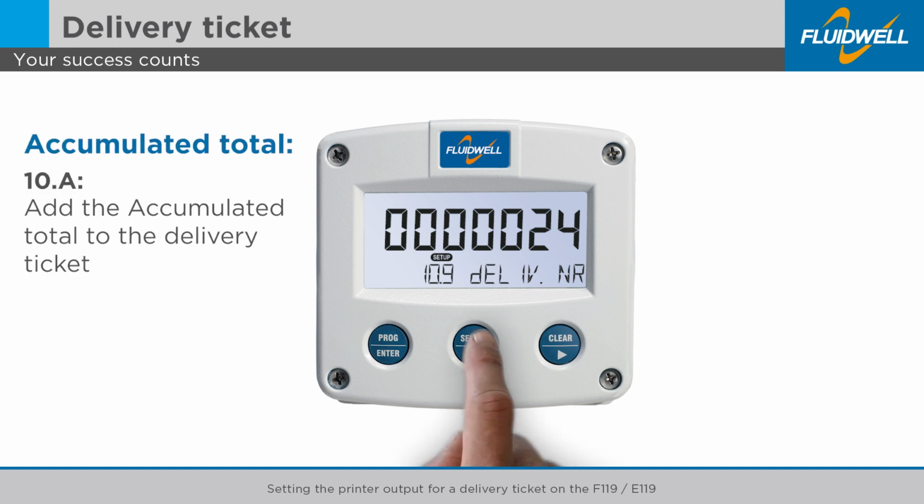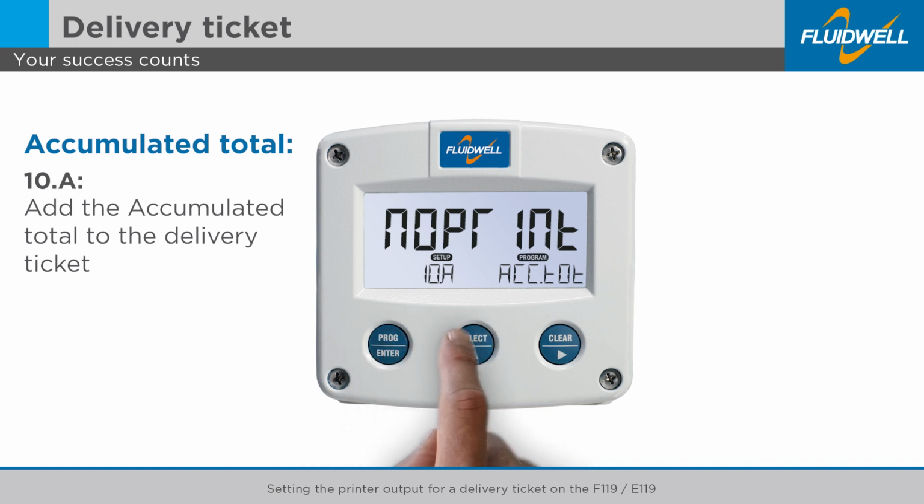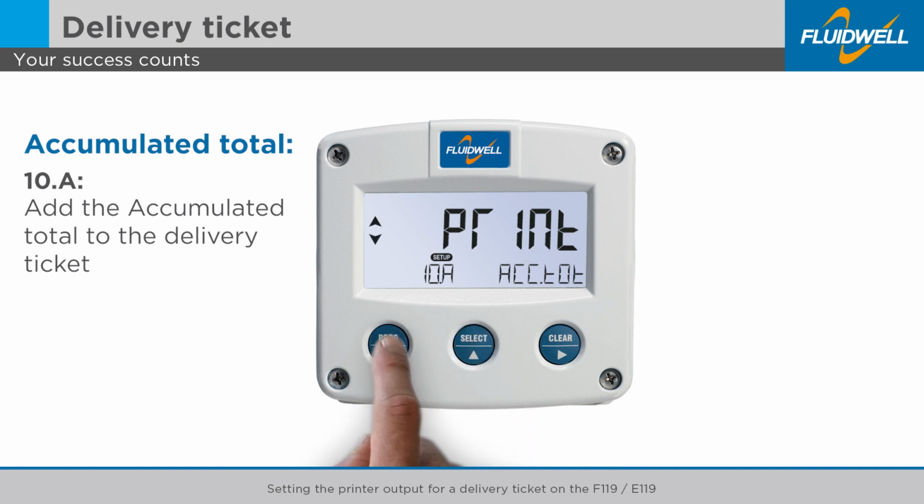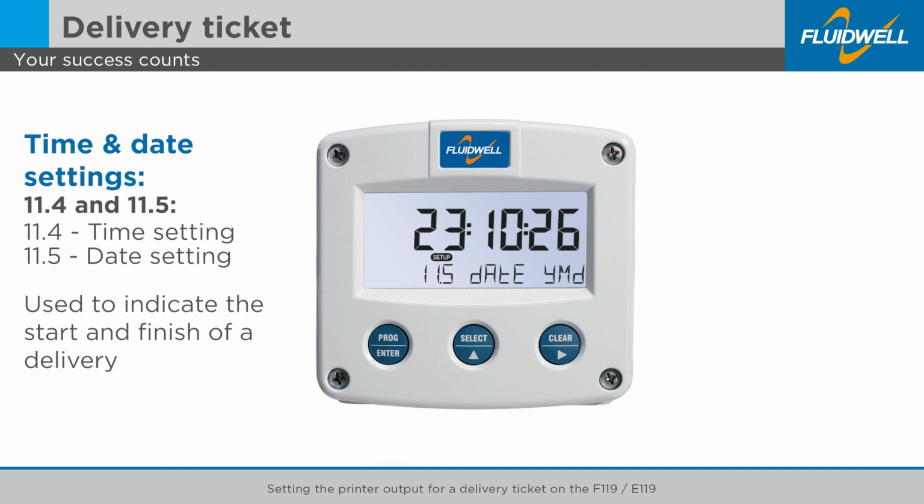Proceed to Menu 10.A Accumulated Total to add the accumulated total to the delivery ticket. Press Prog to change this setting. Press Select to change the setting to Print. Press Prog to store this setting. Menu 11.4 and 11.5 are the time and date settings and used to indicate the start and finish of a delivery.